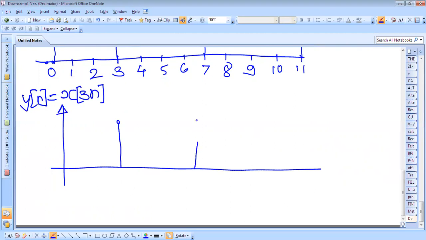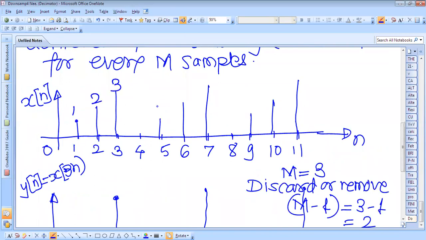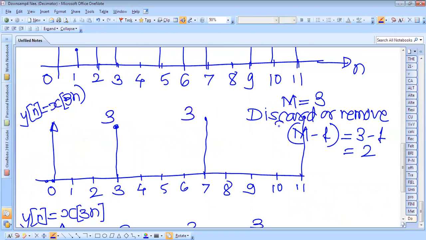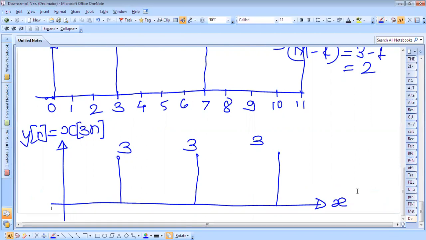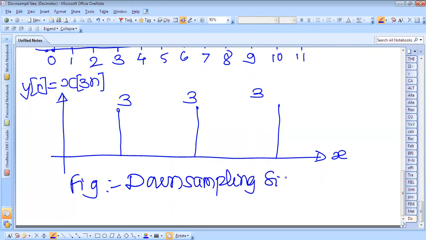So this is your 1, 2, and 3. So 3 samples remain. Actually this is 1, 2, 3, 1, 2, 3. If you remove these 2 samples, then we have only 3 remaining with us. Therefore, the output is this. So this is a downsampled signal for M equal to 3.